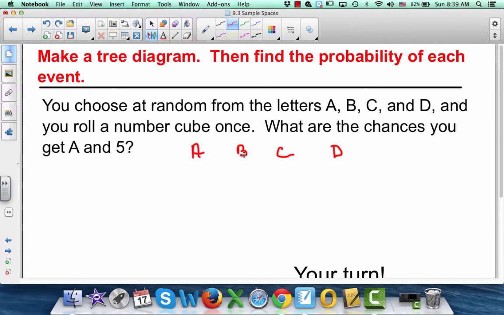All right, so we have the A, the B, the C, and the D at the top. What we could have is 1, 2, 3, 4, 5, or 6. And if I'm really going to make a tree diagram out of this, let's do it this way. Let's spread these out a little bit.